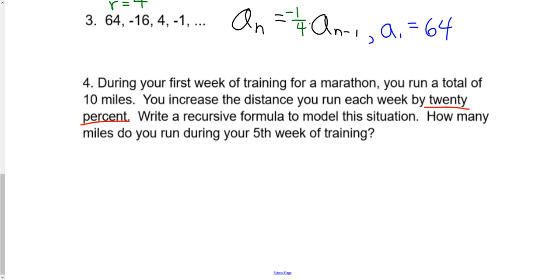Now you need to think of this kind of like exponential growth. Remember in an exponential growth function, the rule for R is if it's higher than 1, then it's growth. And if it's 0 point something, then it's decay. If I wrote this as 0.2 for the R, we're going to have a huge problem because it's going to tell us that we're running less each week. Because 0.2 is a decay function.